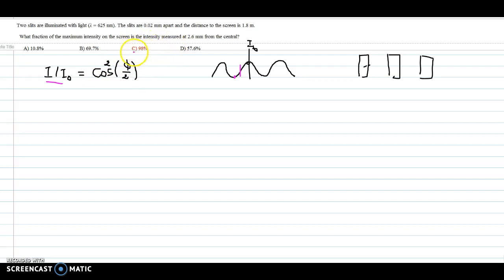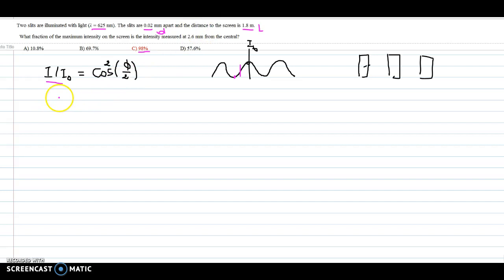So what we are going to do is express this phi over 2 in terms of the experiment parameters. This is lambda. The slit separation is D, and this is L. So this is L, this is D. You can see the answer is this one, but we have to find it. And this is lambda. Alright, so let's express phi over 2 in terms of these parameters.